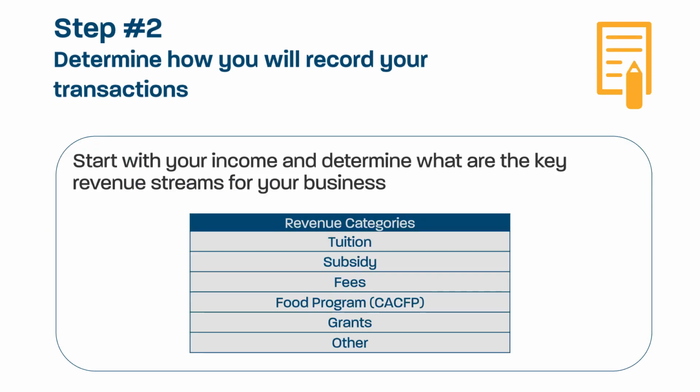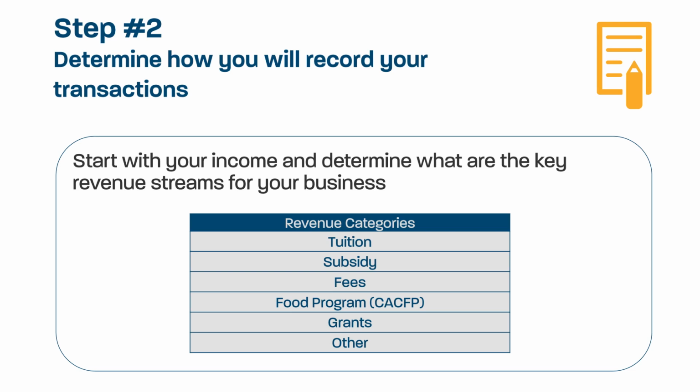Now that you've determined how you will account for funds, you need to determine how you're going to record your transactions. For many small childcare businesses, it will be easy to record transactions on a sheet of paper or a spreadsheet, such as Microsoft Excel or Google Sheets. Remember, if you're using QuickBooks and ELV, those two programs can share information to make your process easier.